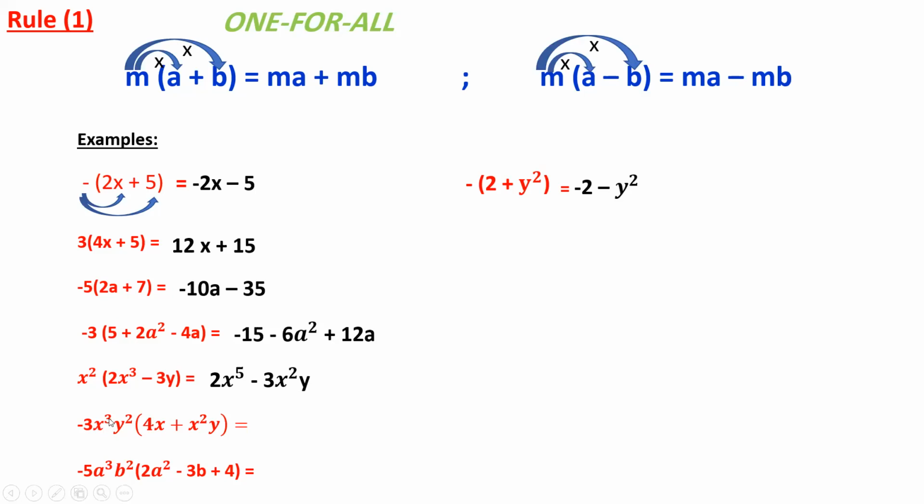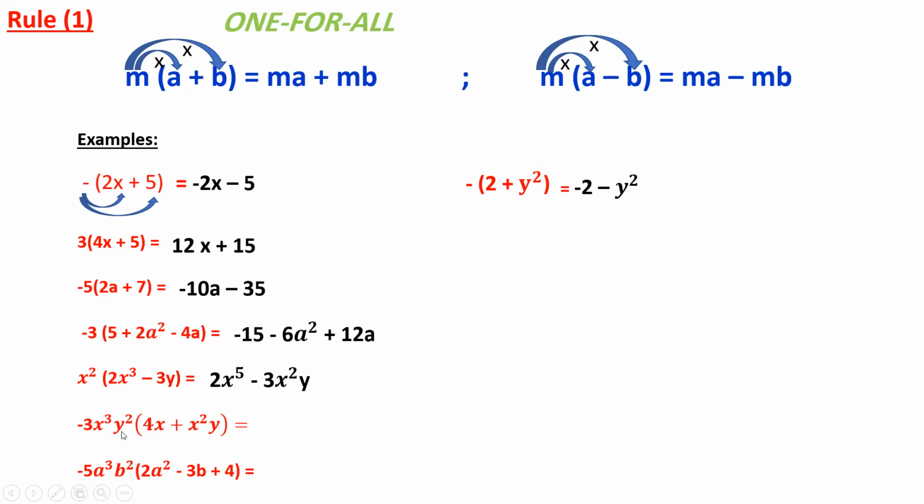Now, negative 3x cubed y squared is multiplied by 4x. So negative times positive is negative. 3 times 4 is 12. x cubed times x, here x has power 1, so we keep x, and 3 plus 1 is 4. So we get x^4. y squared, we keep it as it is.